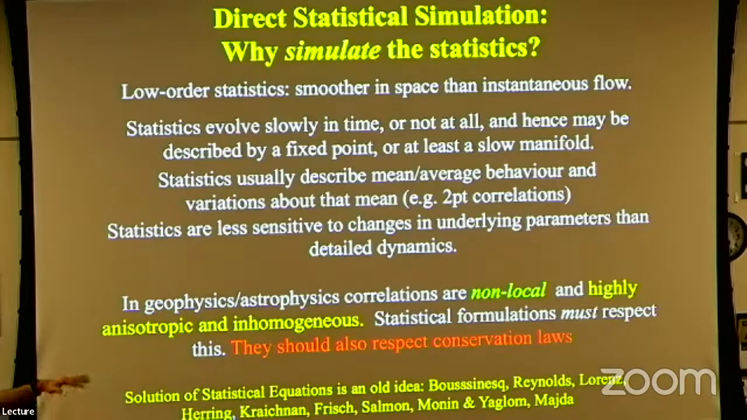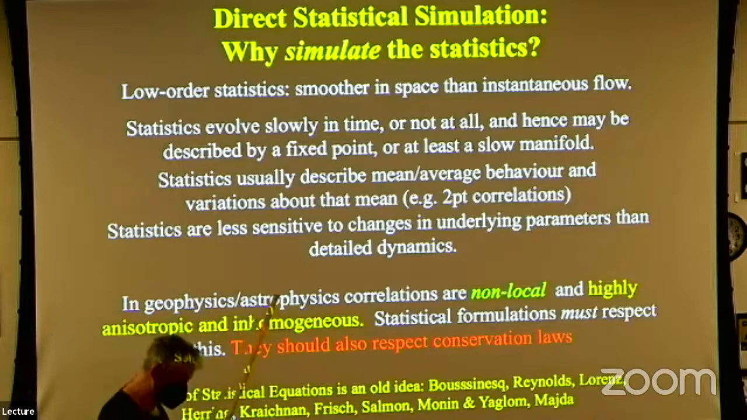So we might have a slowly varying system, in which case we could possibly take massive time steps if you're doing your calculations. And this is a hope, but I think it's probably true, that statistics are probably less sensitive to changes in the underlying parameters than the detailed dynamics. So probably, if you change some parameters, the mean flows change less quickly than the fluctuating flows. Okay, so there's something to be said here.